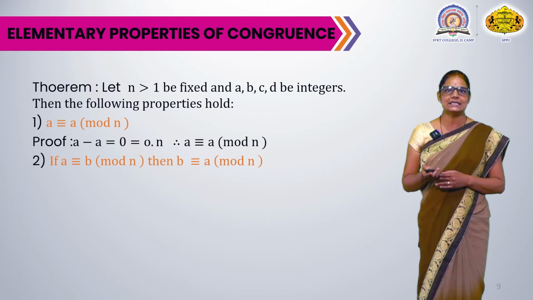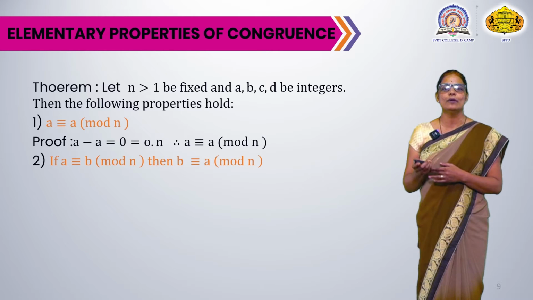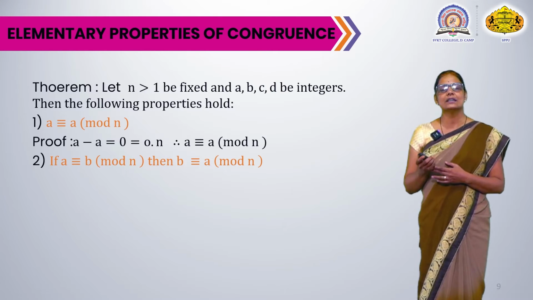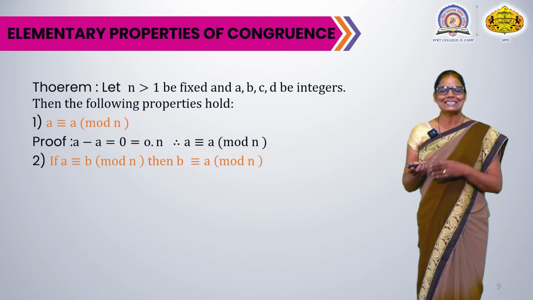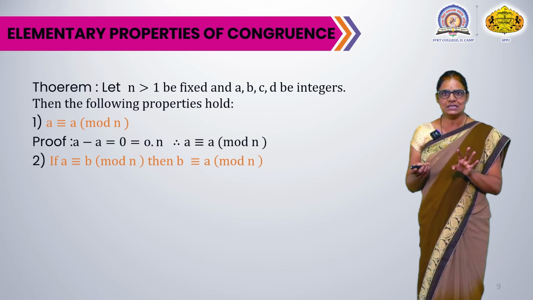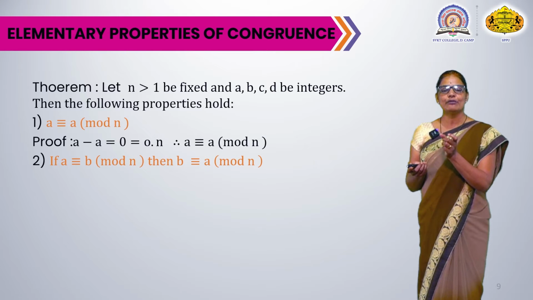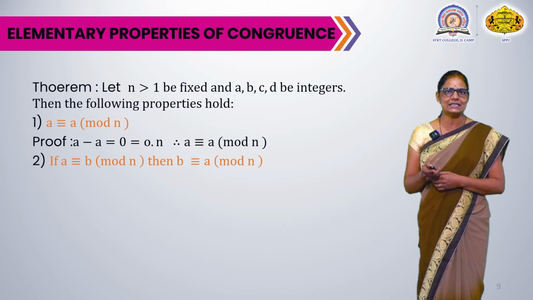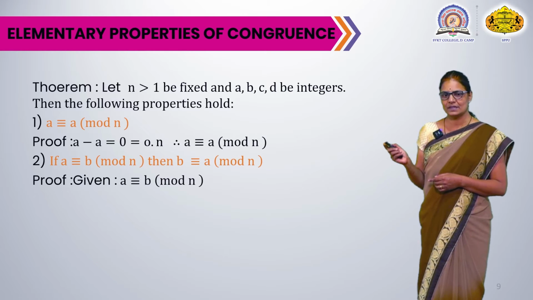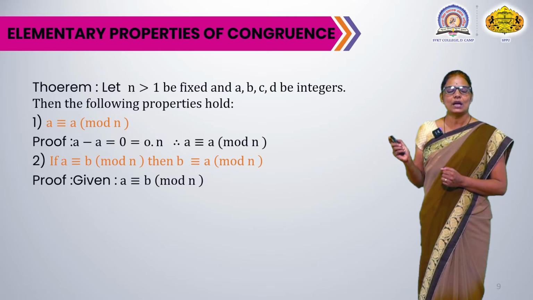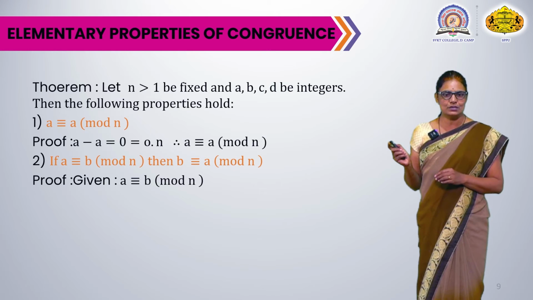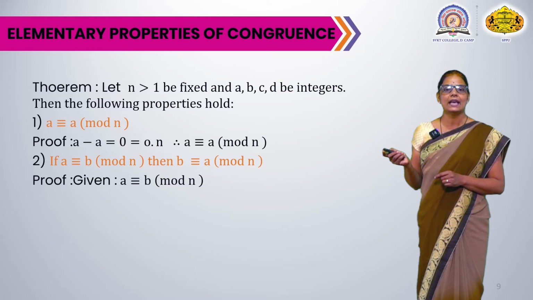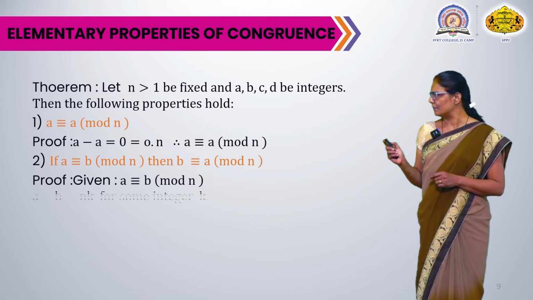The second property is: if a is congruent to b modulo n, then b is congruent to a modulo n. So now we want to prove this if-then statement. The statement between if and then is the hypothesis, and the next statement we have to prove. So here the hypothesis, that is the given thing, is a is congruent to b modulo n. Now use the definition of congruence. Because of the definition, a minus b can be written as n times some k.